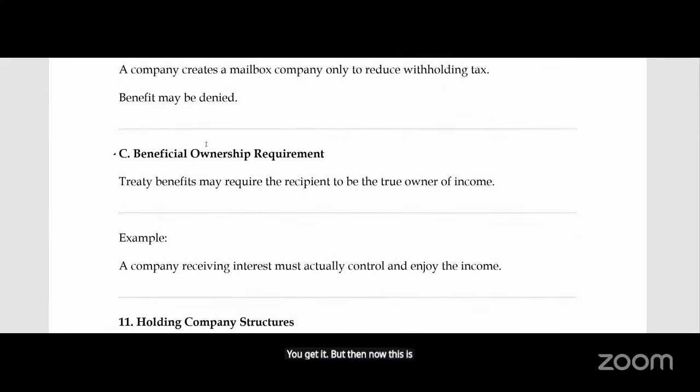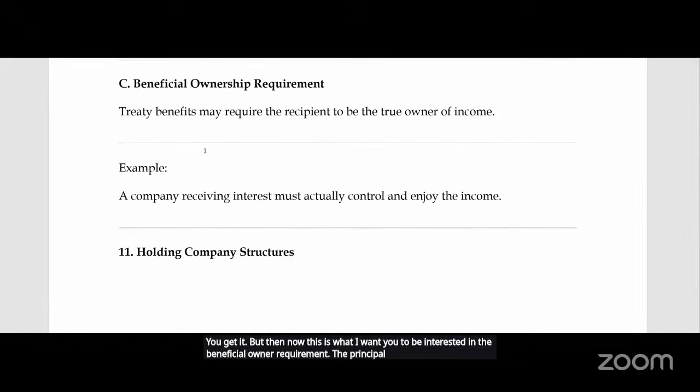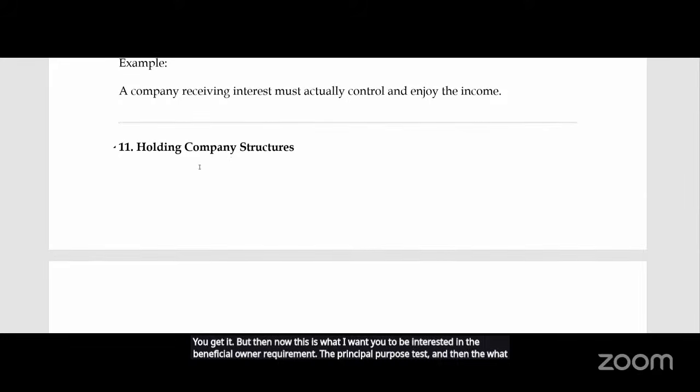And then from the Income Tax Act, we have arm's length provision, we have general anti-avoidance rule, thin capitalization, indirect payments, changes in accounting, plenty. You get it? But then now this is what I want you to be interested in: the beneficial owner requirement, the principal purpose test, and then the what? And then what else?